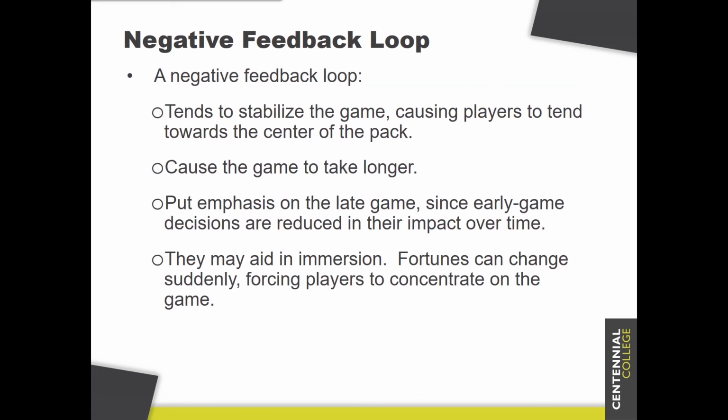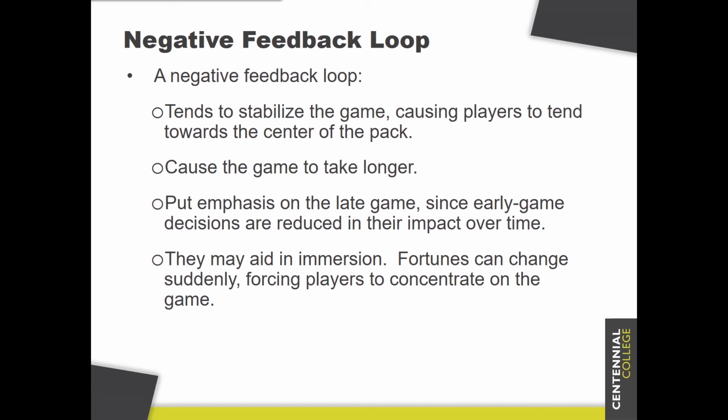So a negative feedback loop is defined by certain things as well. Again, it tends to stabilize the game, and that means that all the players are kind of moving towards the center of the game. It can cause a game to take a lot longer, right? As a player begins to win, they're pulled back. They're pulled back.